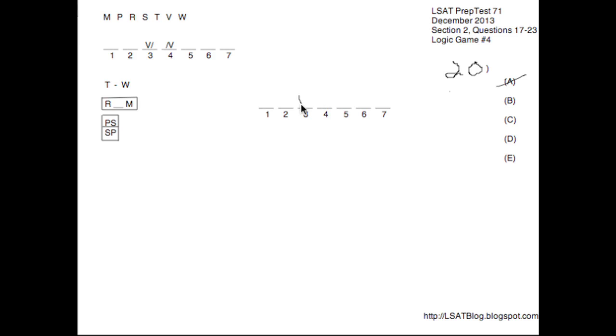If we put W on 3, we're going to have V on 4, since V is always on either 3 or 4. Now the only area where we have room for R space M to go is 5 and 7, since we need a block of 3 for that to occur. So we've got W on 3, V on 4, R on 5, M on 7. The only space for P and S to go is 1 and 2, and of course that's completely interchangeable. We could have P on 1, S on 2, or S on 1 and P on 2. Either way is fine, and then of course T is the remaining variable. T will go on 6, that's the only space left for it.